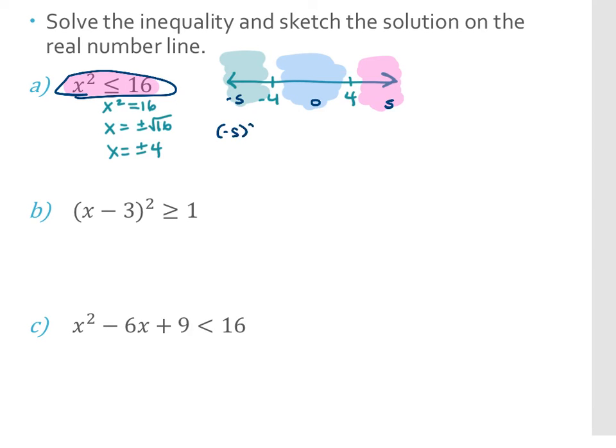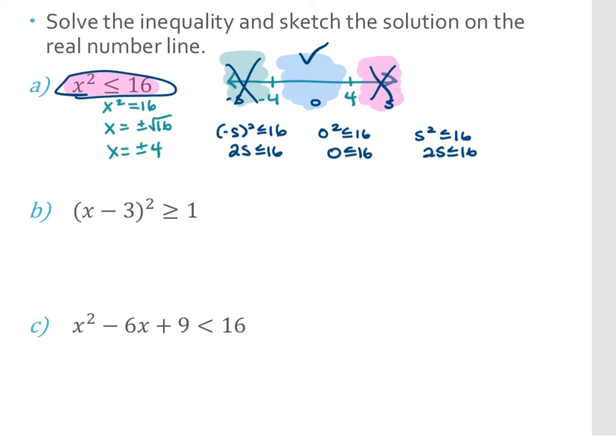So -5 squared is less than or equal to 16 gives me 25 is less than or equal to 16, which is not true. So I rule out that range. Then I go 0. 0 squared is less than or equal to 16. 0 is less than or equal to 16. So I know that range is part of my answer. And test 5. 5 squared is less than or equal to 16. 25 is not less than or equal to 16. So I know I rule out the right side.